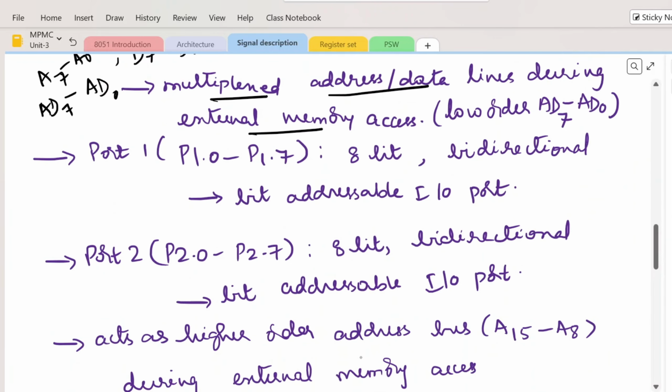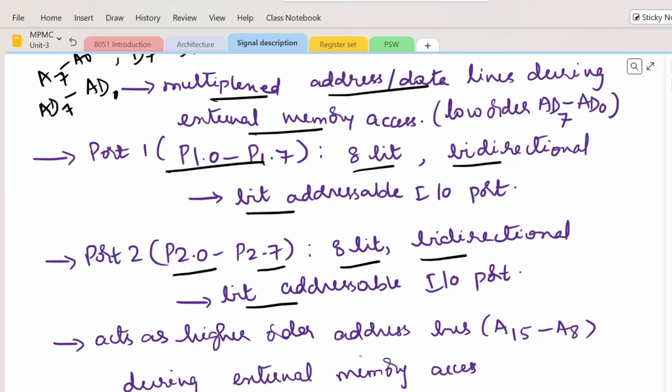Then coming to port 1. Port 1 is also 8-bit, P1.0 to P1.7. It is also a bidirectional and bit addressable IO port. Port 2 is also an 8-bit port. The pins are P2.0 to P2.7. It is a bidirectional and bit addressable port, and it acts as the higher order address bus, that is A8 to A15, during external memory access.